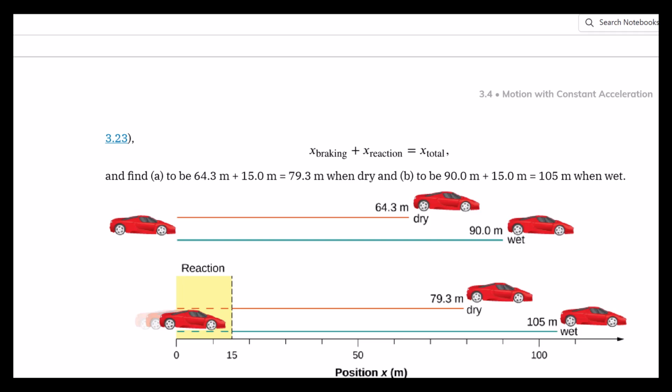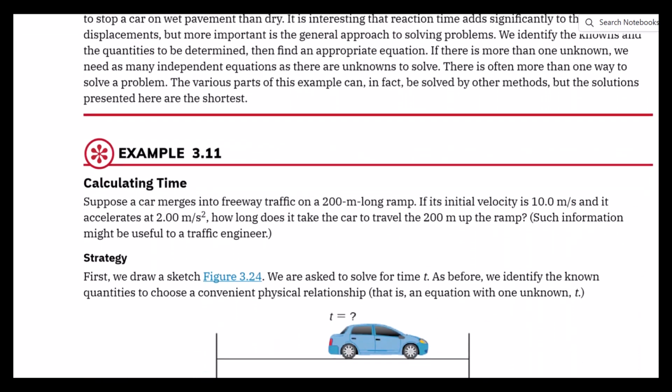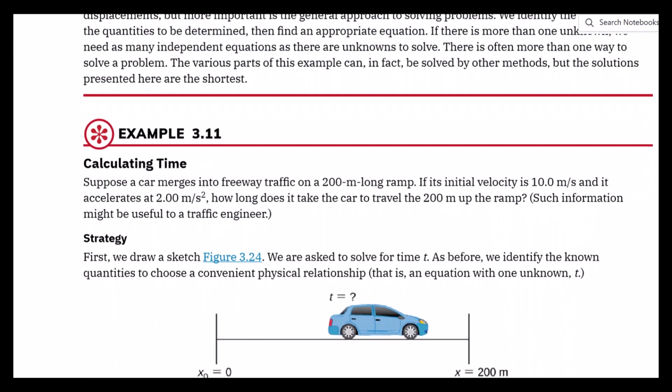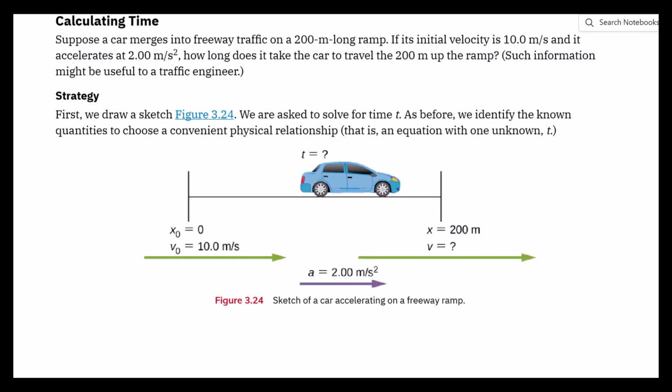Okay, 79.3 dry. So that's kind of how you do that. Now looking at the rest of these, let's see. Suppose a car emerges, its initial velocity, and accelerates. How long does it take to travel up to that time? Okay, so again, just kind of using our base equation to get started. You just kind of got to know what you're getting into.